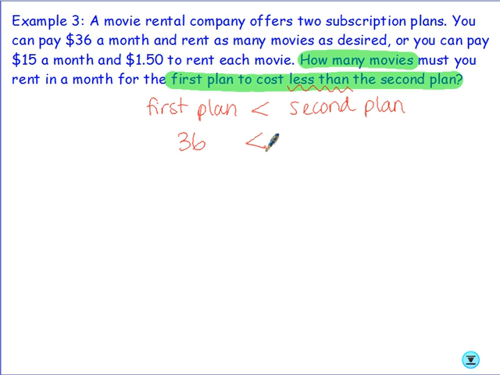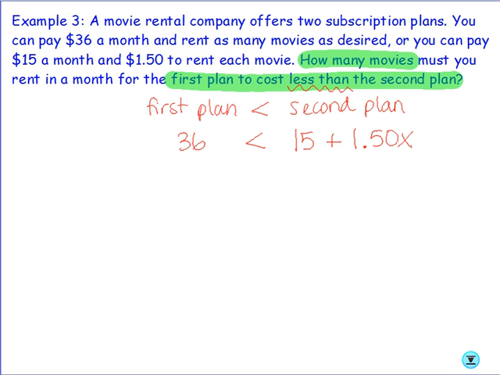Well, the second plan, you can pay $15 a month and then add to that $1.50 to rent each movie. So we start with $15 and we're adding to it $1.50 for every movie. Well, here's the thing. We don't know how many movies. That's what I have highlighted, how many movies. Since we don't know how many movies, we're going to put an x with that $1.50. And now that we have an inequality written, we can simply get x by itself.